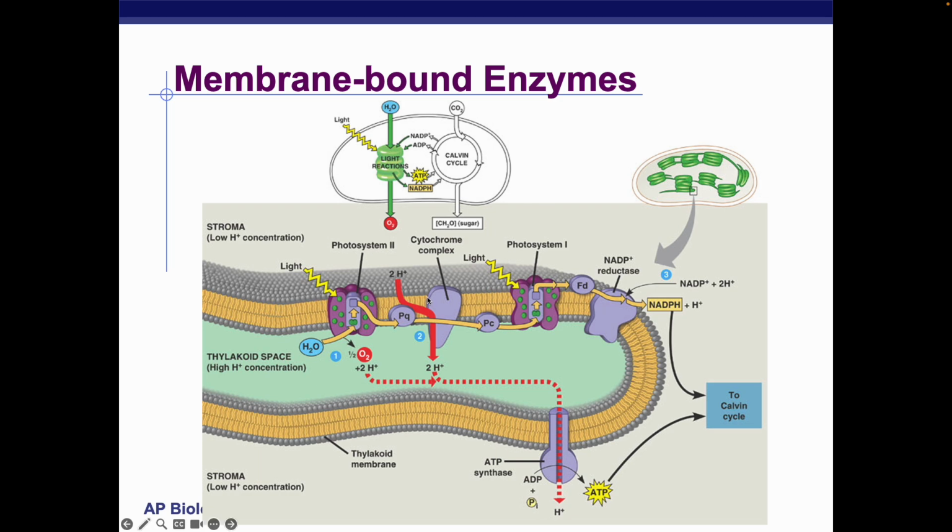This is the electron transport chain in photosynthesis. As we can see, it's actually pretty different. We have photosystem II and photosystem I. We'll also discuss this more in depth later.